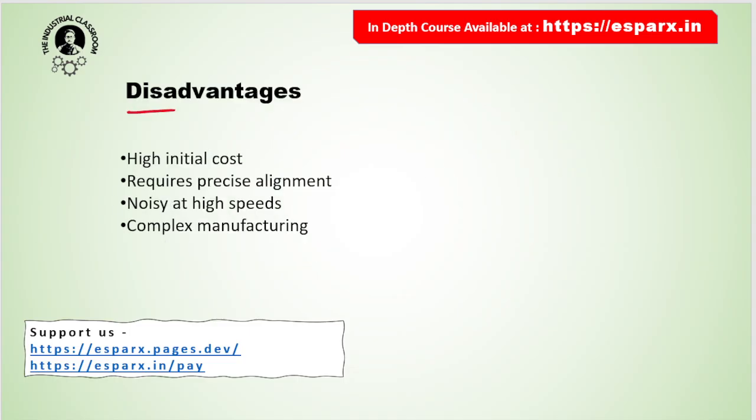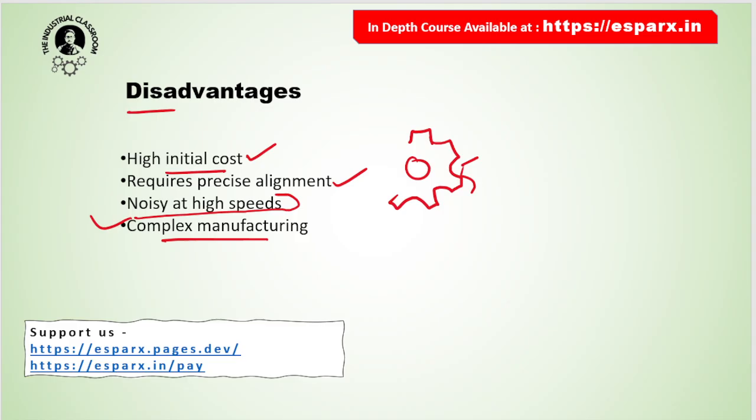Then what are the disadvantages? High initial cost, and it requires precise alignment. High initial cost because the manufacturing cost is very high, and the metal cost is also high. It is also noisy at high speeds, since there is a lot of engagement in it, and both of these are metals, or we can say plastics are also used, but the regular engagement and disengagement creates high noise. Then manufacturing is difficult.